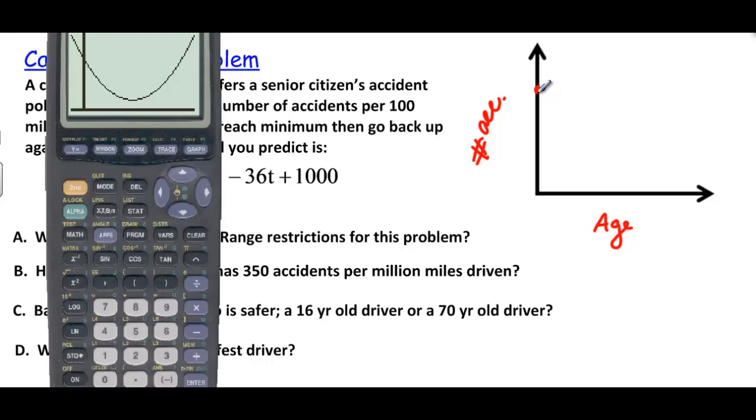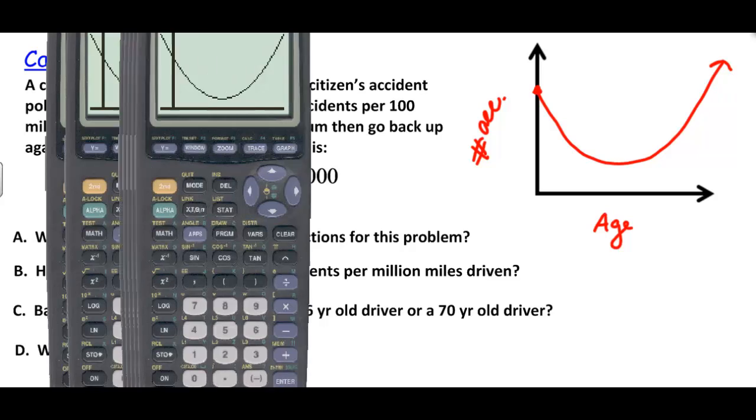So if we notice here in the first quadrant, we get a graph that looks like this, which should make sense. As you become a better driver, the number of accidents you have goes down, but as you get older and older, your reflexes go down, your eyesight goes down, hearing, and the number of accidents you have goes up.